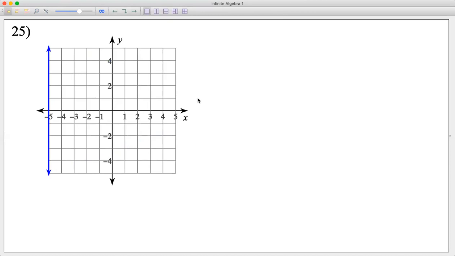Let's look at number 25. What do you notice about 25? What are all vertical lines of the form of? X equals k, where k represents where it crosses the x-axis. No, we're not calculating slope. Where does it cross the x-axis? So therefore the answer is x equals, and you're done. You have your sheet? Yeah.